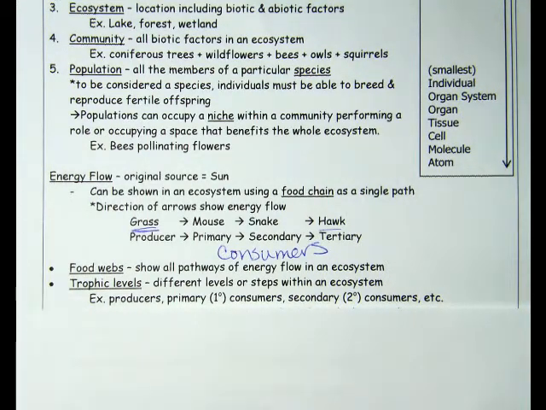A food web. So mice are not the only thing eating the grass. There could be insects like grasshoppers eating the grass. A food web would show all the pathways of energy flow in an ecosystem. If we were to combine a bunch of food chains, we would then get a food web.